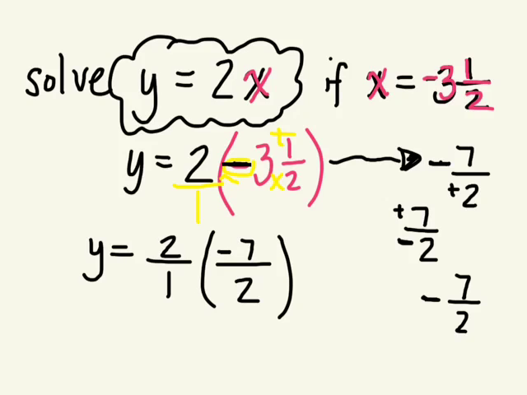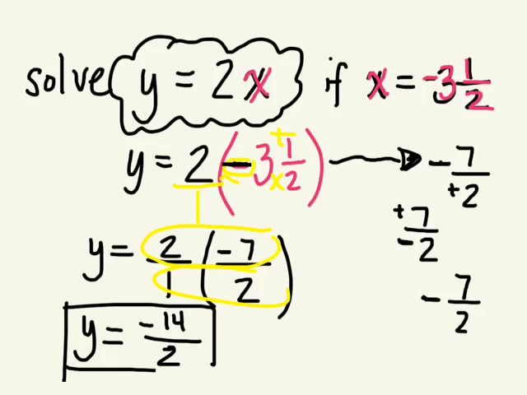Okay, so now what do we do when we multiply fractions? Do you remember how to multiply fractions? All you do when you multiply fractions is you multiply the numerators together. So 2 times negative 7 is positive, negative is negative 14. Negative, good, 14. And then we multiply the denominators. 1 times 2? 2. Good. And we can actually write this in lowest terms, okay?